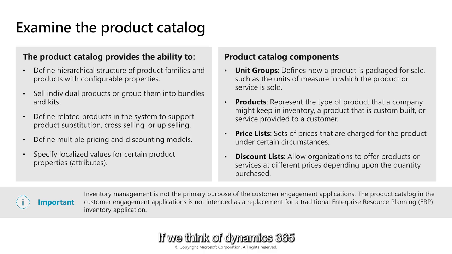If we think of Dynamics 365 for field service, the product catalog is used on work orders to represent the products and services being provided as part of the work order. Products from the product catalog can be automatically converted into customer assets, which represent equipment at customer locations that can be serviced by an organization.